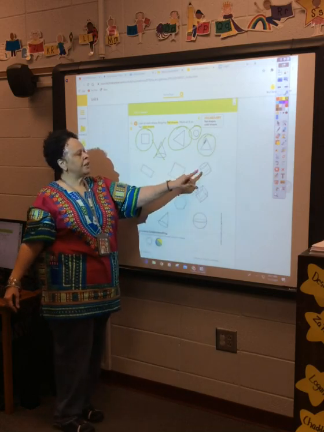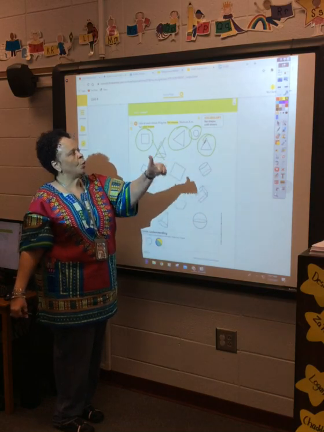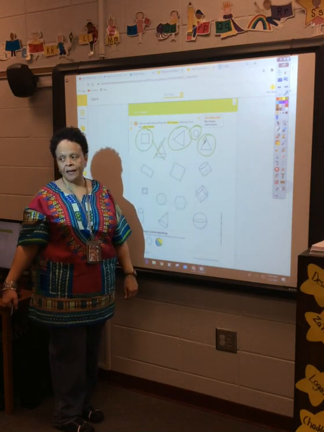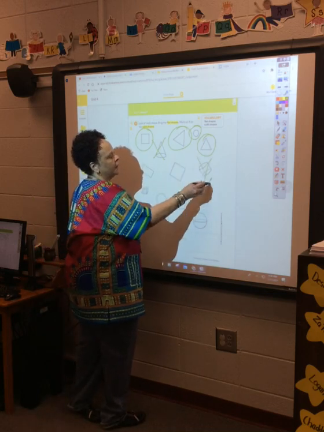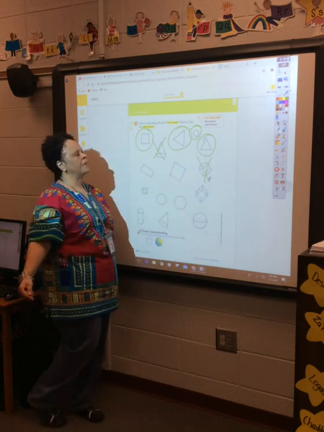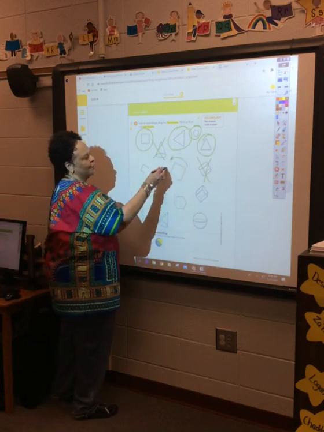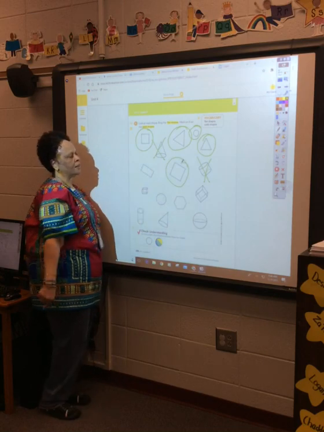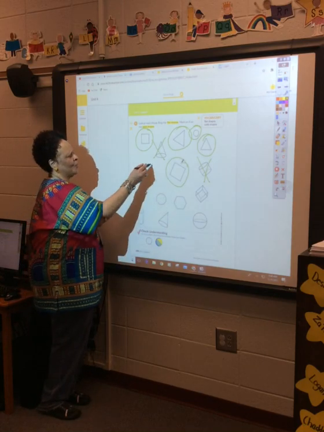Now, what about this cylinder here? It's showing you that it's going from side to side, but it also goes up. So is it flat or solid? Solid. So circle or an X? Very good. What about this rhombus? Flat or solid? Flat. Very good. Put a circle. Rectangle. Flat or solid? Flat. Very good, Josiah. So put a circle.